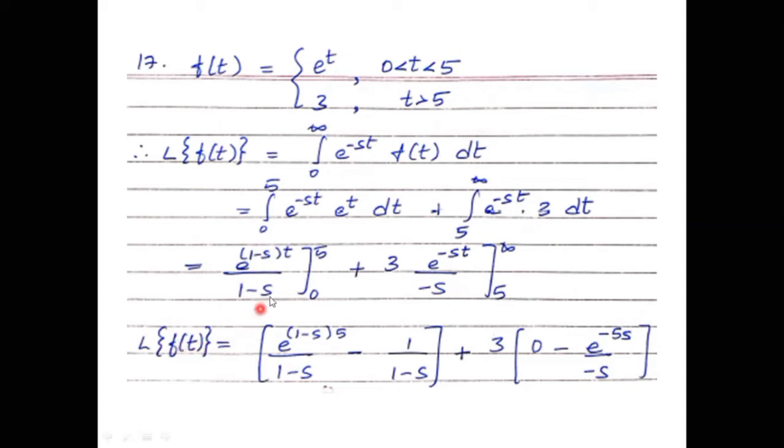Now, when you apply the limits, here we get e power 1 minus s into 5 divided by 1 minus s, minus the lower limit, e power 0 is 1, so it is 1 by 1 minus s. And here also, the upper limit e power minus infinity is 0 and the lower limit is 5, so it is e power minus 5s divided by minus s. In the next step, you can just remove this 0 and write minus into minus plus 3 e power minus 5s. Okay, fine.